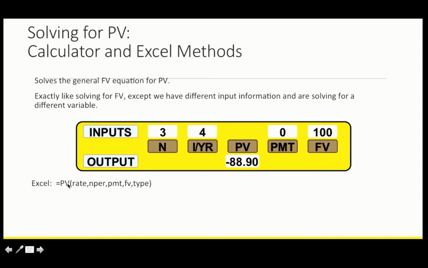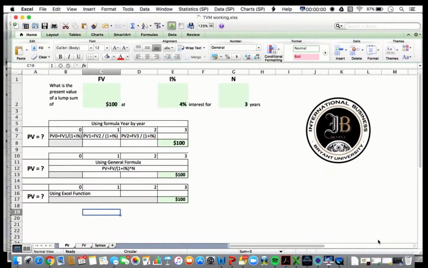The formula in Excel is here. We're going to cover it right now. So here's our spreadsheet, and we're using the same problem that we saw in the slides. This case is $100 is the future value, interest is 4%, n is 3 years. So we want to know what is the present value of this, and we can do it using the general formula like in the middle, or what we're going to begin with, going one by one.